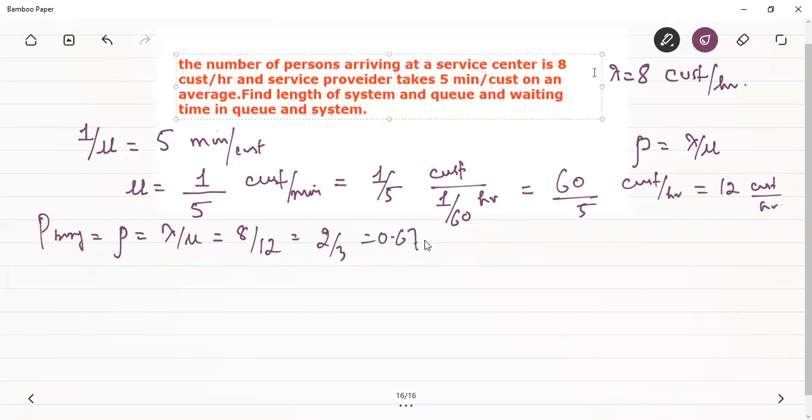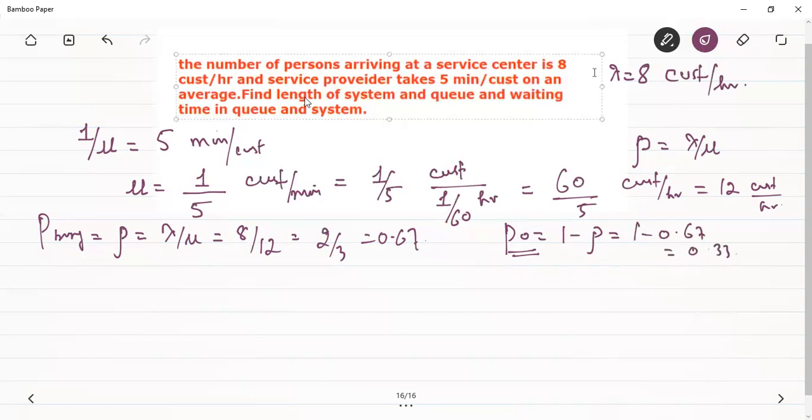So the probability that the server is busy is 0.67 and the probability that the server is idle is given by 1 minus rho. The probability that the server is idle, the probability that the new customer does not have to wait, or the probability that there are 0 customers in the system, what are these three? They are all 1 minus rho, represented by P naught, that is 1 minus 0.67, that is 0.33.